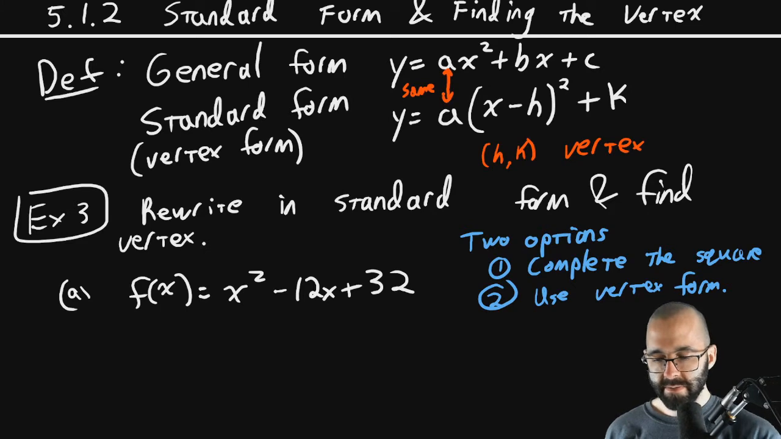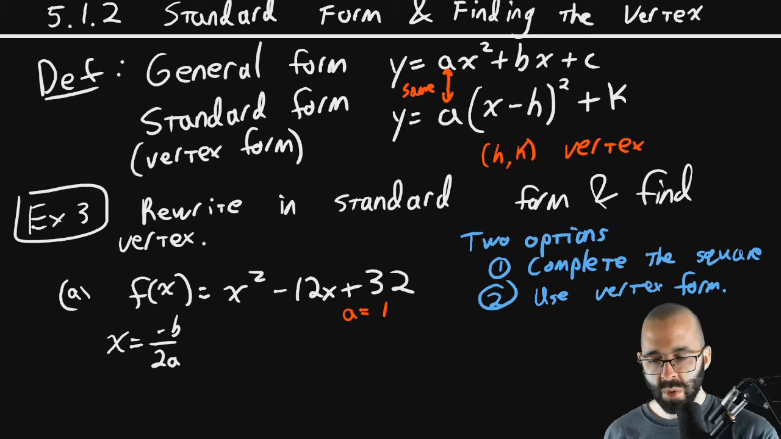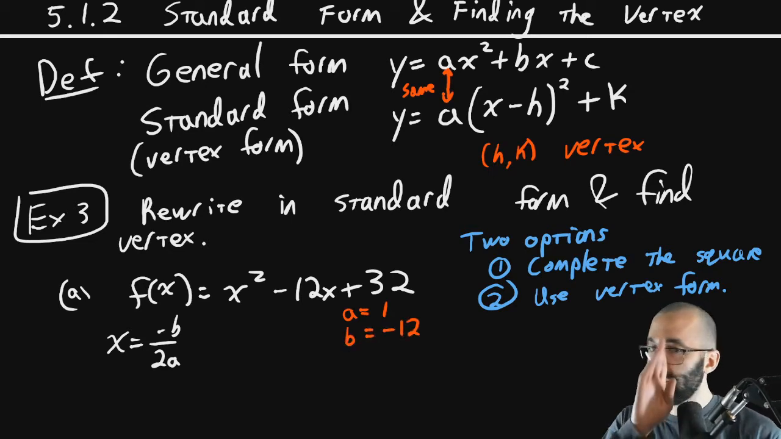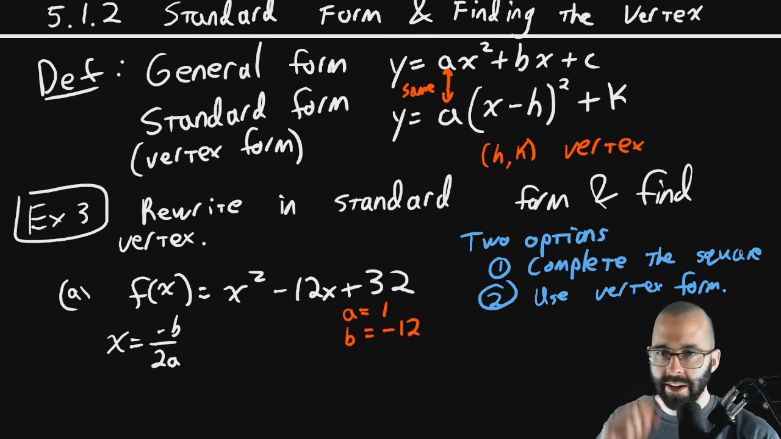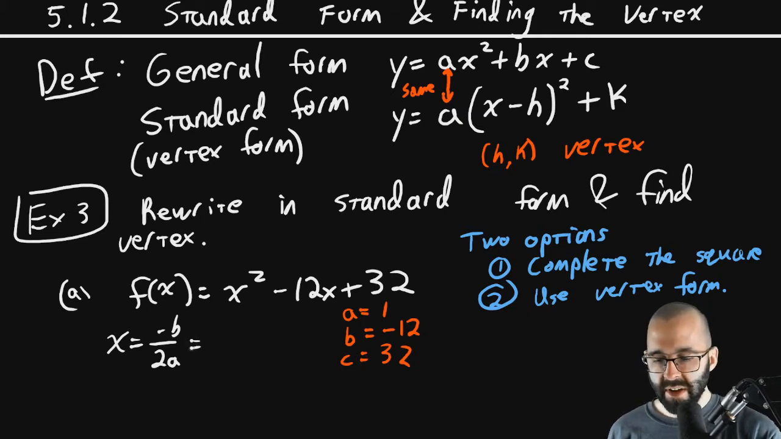The vertex, right? Well, in order to find the vertex, we have to find the axis of symmetry. Axis of symmetry is at negative b over 2a. What are our a's and b's here, right? A is the coefficient of x squared. That's 1. B is the coefficient of x. That's negative 12. Remember the negative. Itchy face today. And c is that constant at the end. It's positive 32. So as you simplify this, negative 12 becomes positive 12.